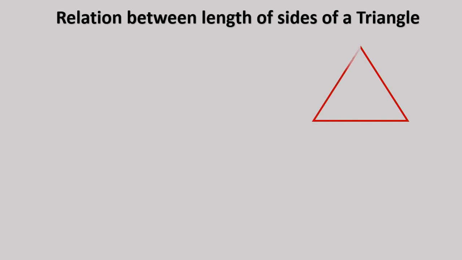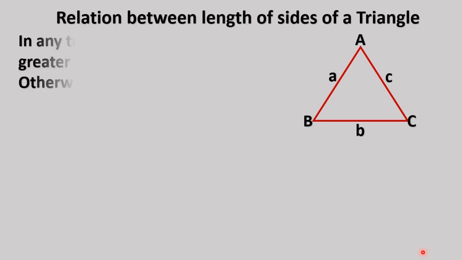Next, relation between the lengths of sides of a triangle. With any three lengths of line segments, you cannot draw a triangle. There are particular measures required. The measurements should be within a certain range, then only you can draw a triangle. Let us see. Here ABC is a triangle. Let us assume that side AB is A units, side BC is B units, side AC is C units.